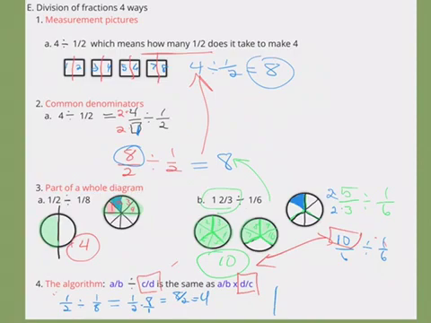If I try it for the fraction I have in part B, I'm going to take 1 2/3 and rewrite that as 5/3. So 5/3 divided by 1/6 is the same as 5/3 times 6/1, which is 30/3, and that reduces to 10 as well. So we have 4 different methods we can use.